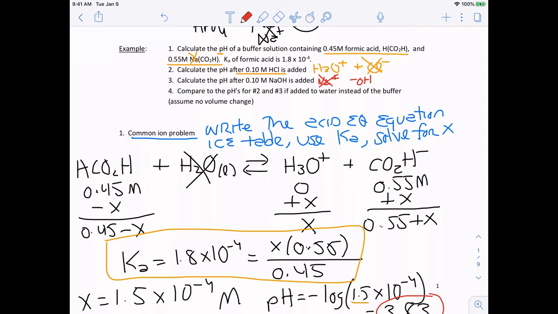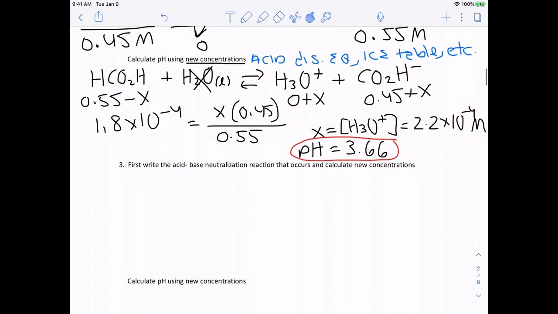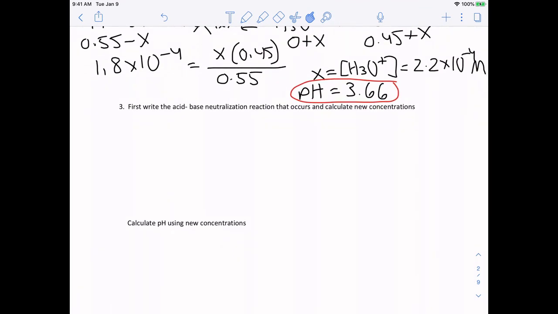So I'm going to write a change table again, and it's hydroxide that I'm going to use. So I'm adding 0.10 molar hydroxide ion, if we want to think about it that way. Because this is a base, it's going to react with the acid component. So when I write my neutralization equation, it's going to be the formic acid reacting with my hydroxide ions. We're going to make that change table again, calculate our new concentrations, and then go back to the ice table. So down to where my work is. We're going to write the acid-base neutralization equation.